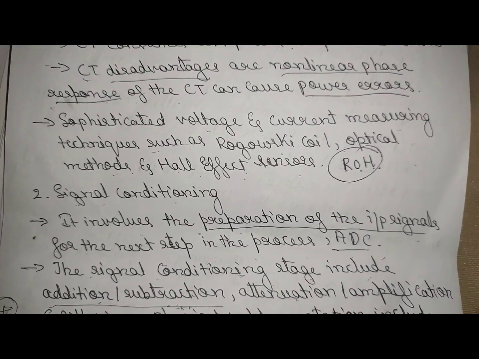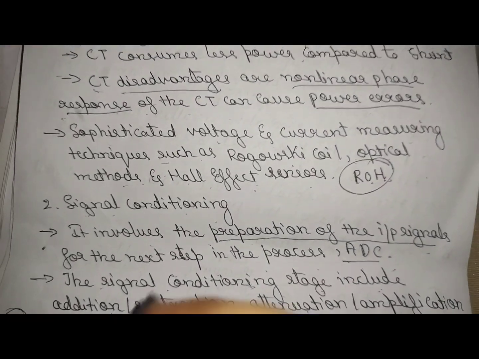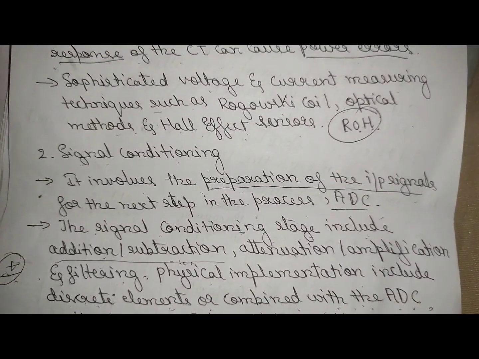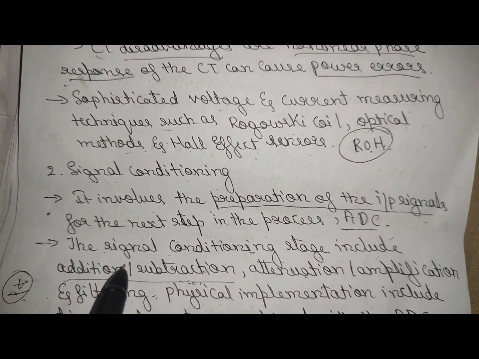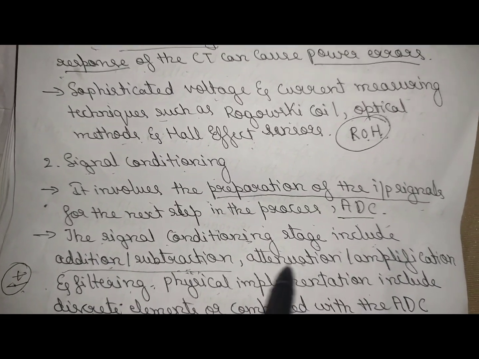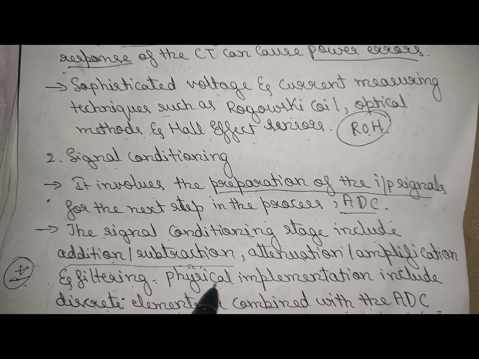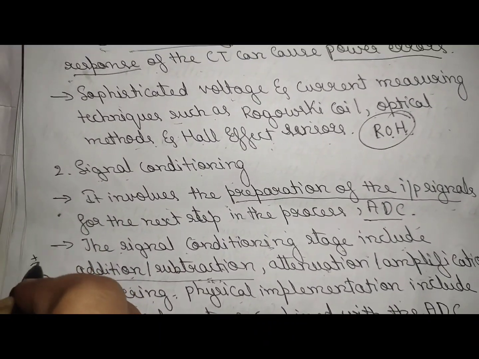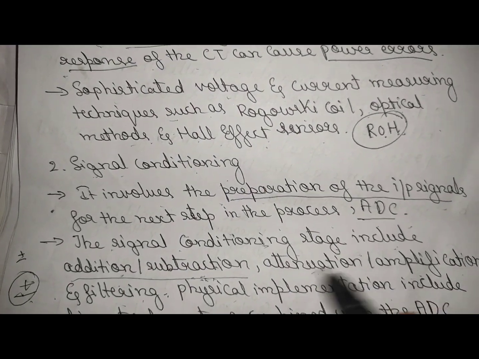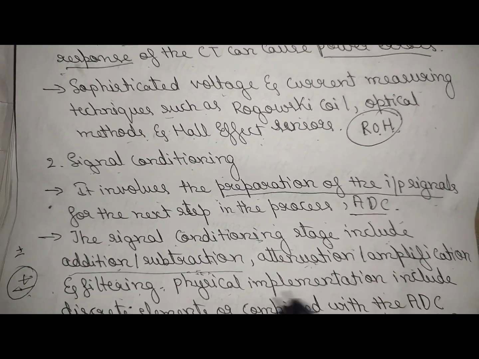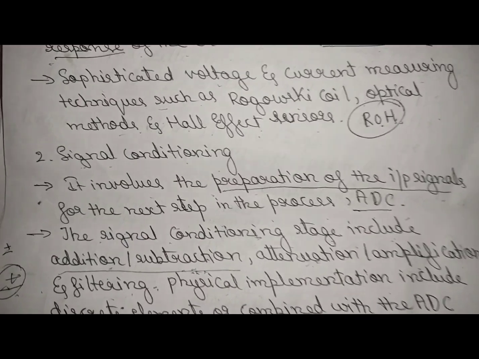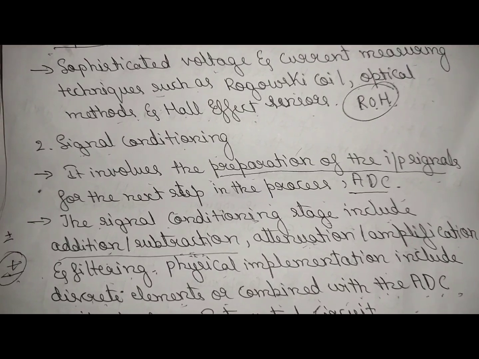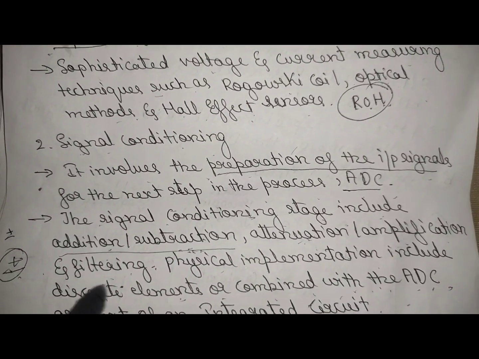It involves the preparation of the input signal for the next step in the process, ADC, that is analog to digital conversion. In this signal conditioning, you will get addition or subtraction, attenuation, amplification and filtering. So addition, subtraction, plus or minus, attenuation, amplification, increasing, filtering if any distortion.